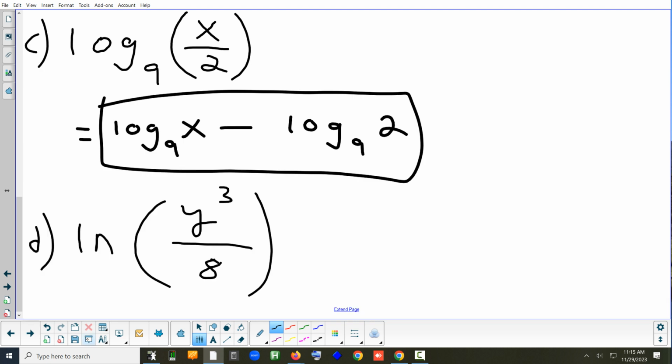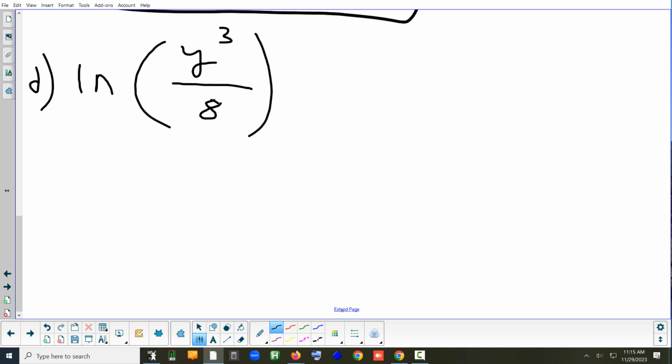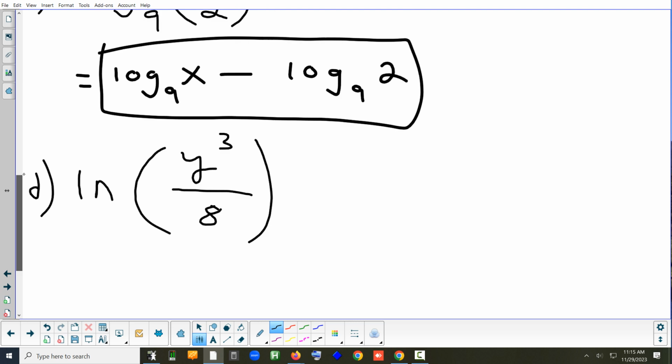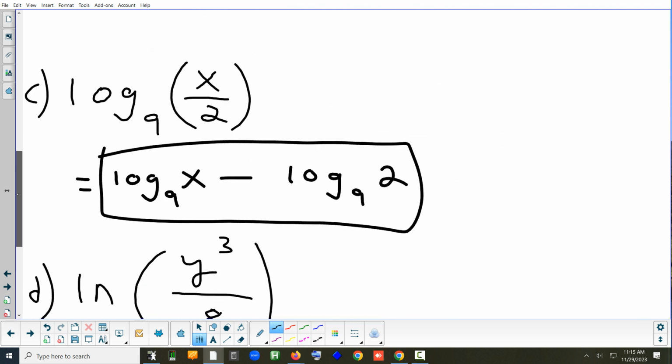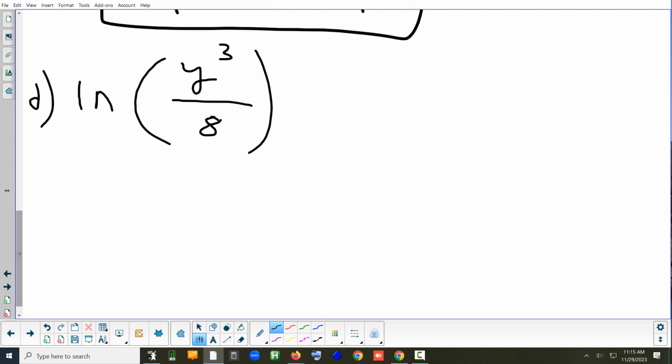All right, let's try this one. The first one we did was a base 4. This one's a base 2. That was a base 9. What's the base on this one? Yeah, it's log base e. You're not going to write it as log base e, use the abbreviation ln, but when you split it, it's just going to have an ln and another ln.